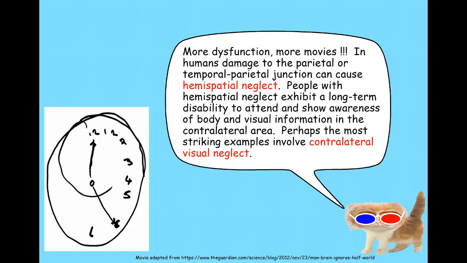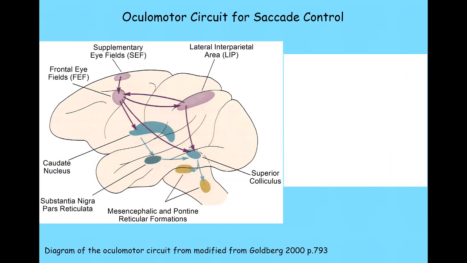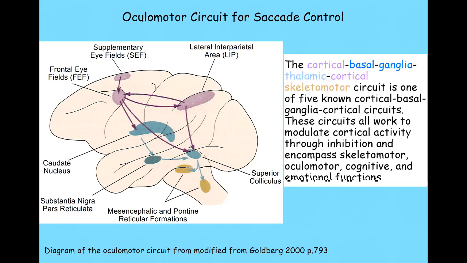So hemispatial neglect really illustrates just how important the mechanisms of attention, and the moving around and prioritization of attention in the visual field, really are. So let's go back now and look a little more carefully and in greater detail at the ocular motor circuit for saccade control. The diagram on the right here is from Goldberg, 2000.